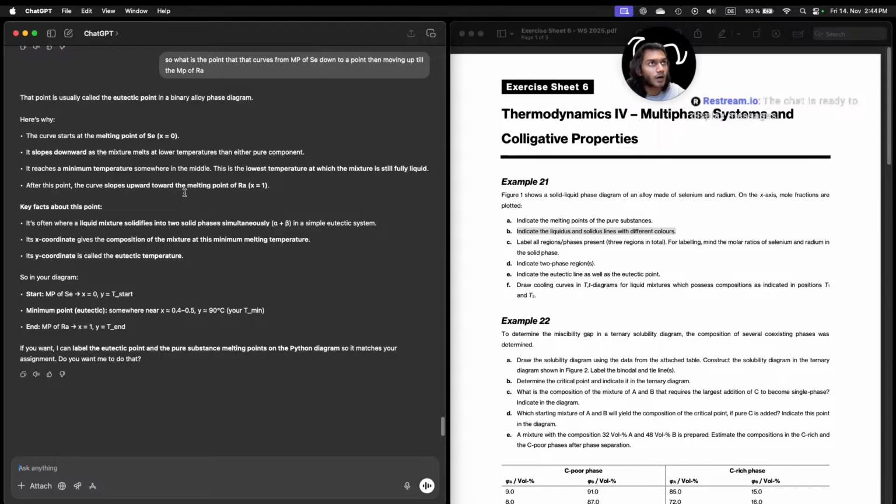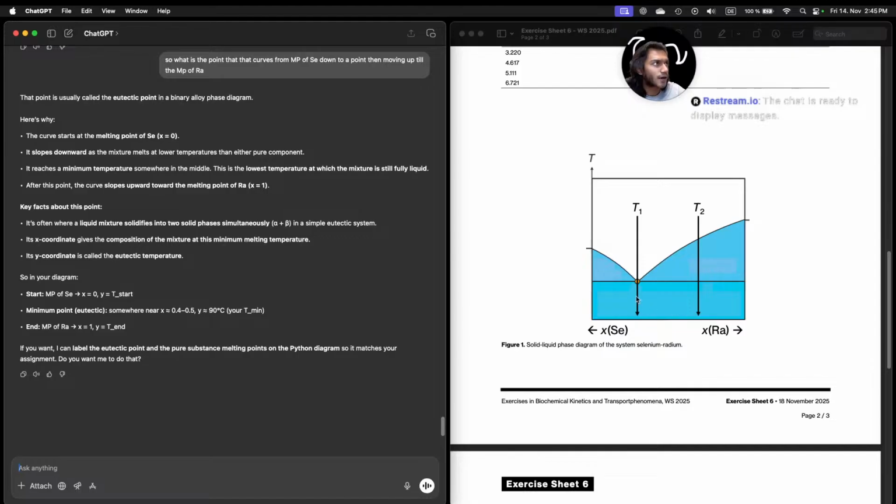At this point, the curve slopes upwards towards the melting point of radium. It's often where a liquid mixture solidifies into two solid phases simultaneously in a simple eutectic system. The x coordinate gives the composition of the mixture at this minimum melting temperature. Okay. So from the x-axis, we could say that at this point, selenium is higher in composition compared to radium because the point is nearby selenium. I think I understand correct. It's x coordinate. Okay, the y coordinate.